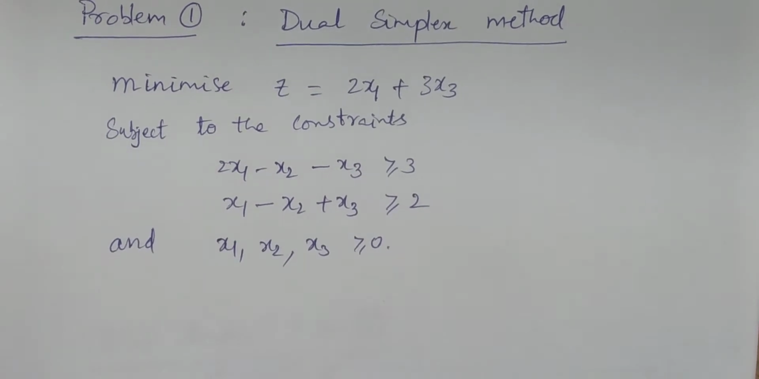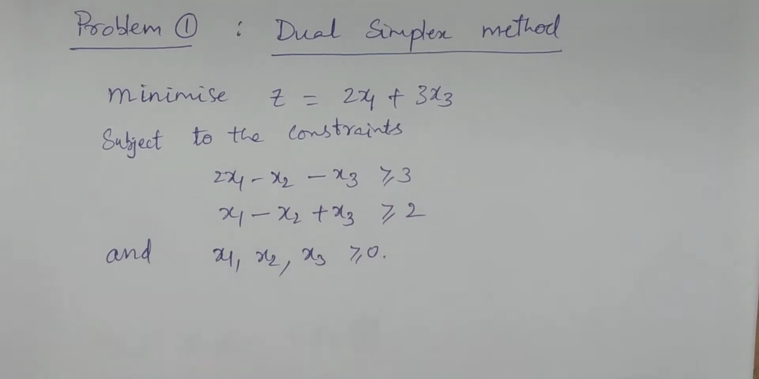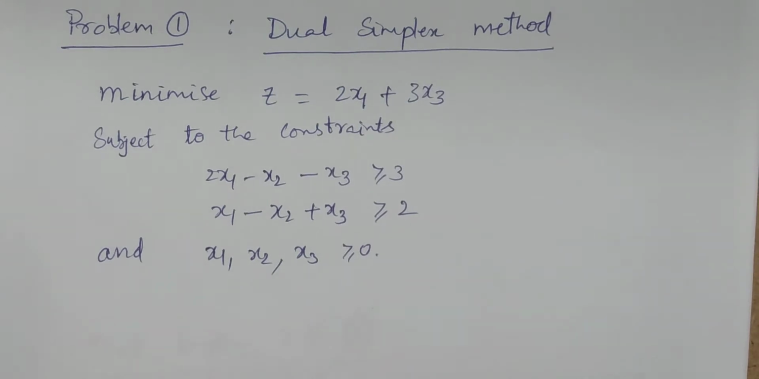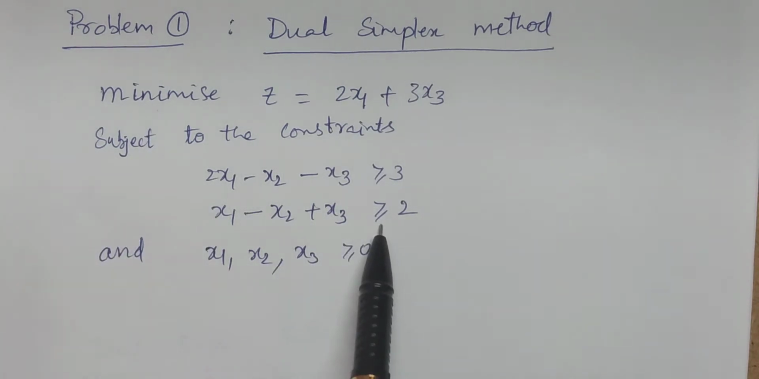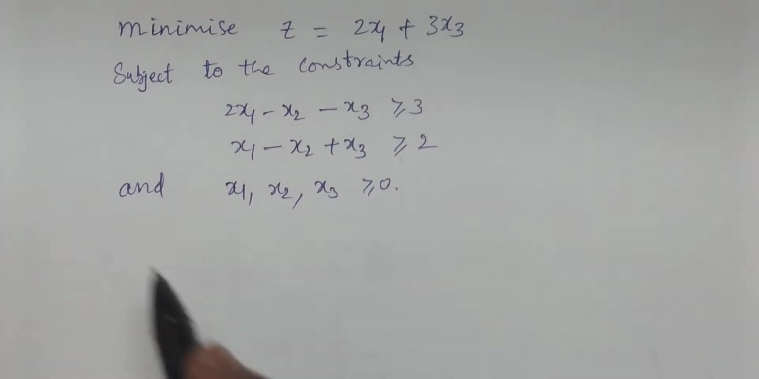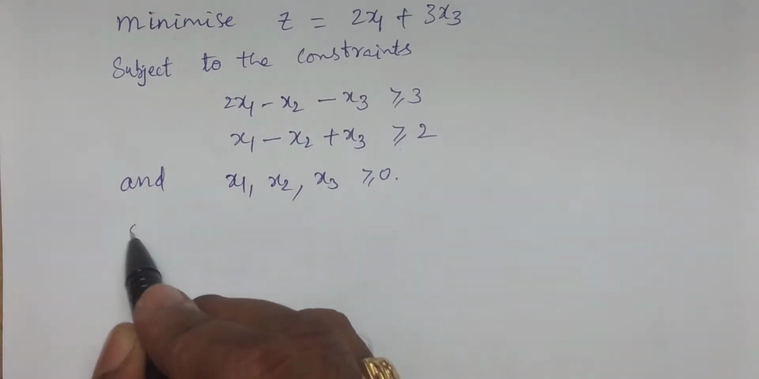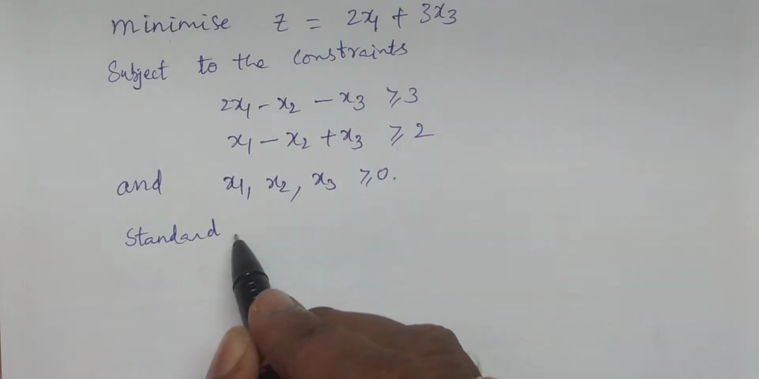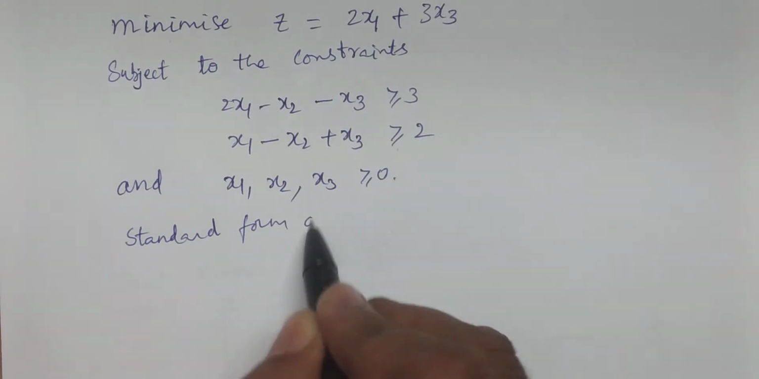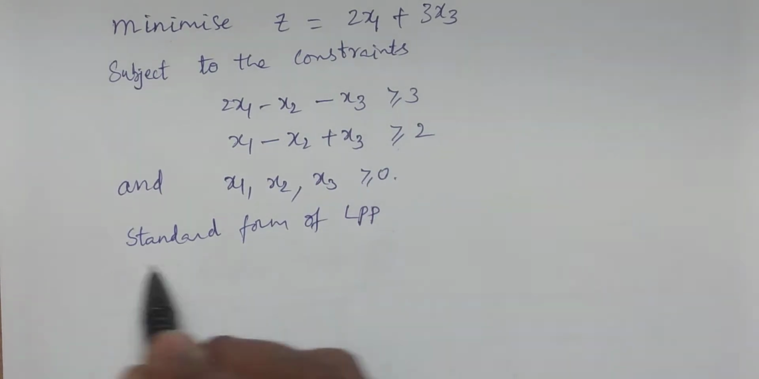procedure, the standard form. What is the standard form? Maximization objective function and constraints must be less than or equal to. Here both are not satisfied. You see here it is minimization, and the constraints are greater than or equal to. So you have to change both in step 1 and step 2, which is called the standard form of the linear programming problem. So that is what I write, standard form of LPP here for the dual simplex procedure.